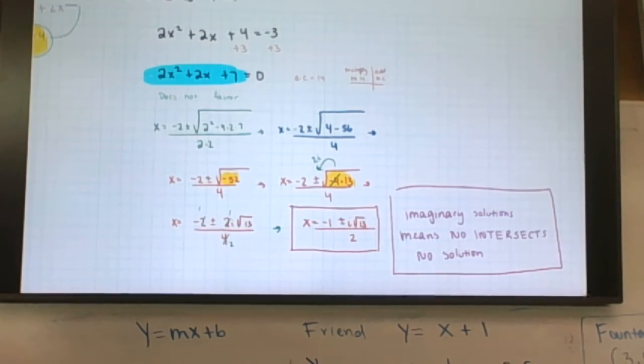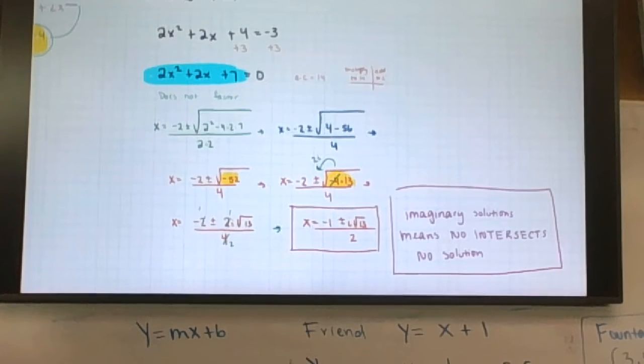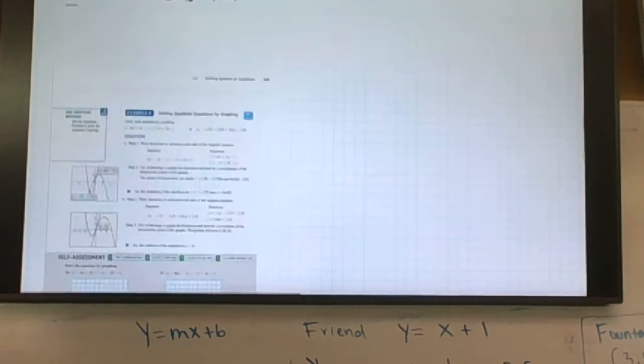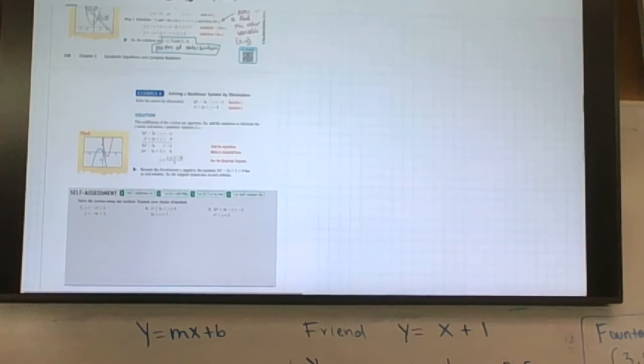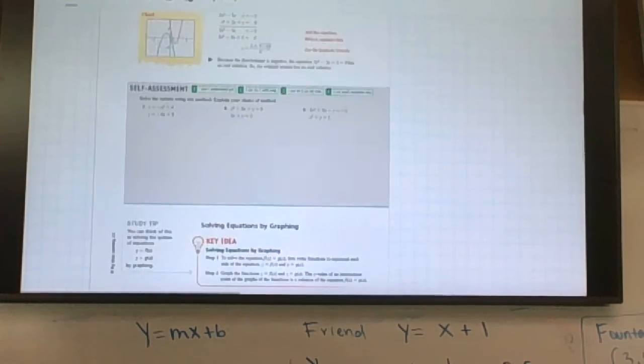All right, guys. Any questions? All right, we're going to continue in the same section, but we're going to try elimination today. So we're going to review how to solve a system through using elimination. All right, so we're going to open your books to page 249.